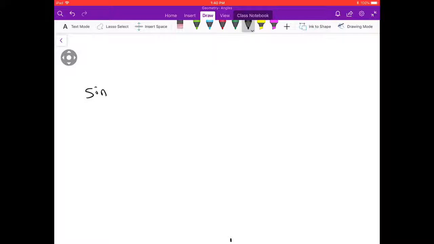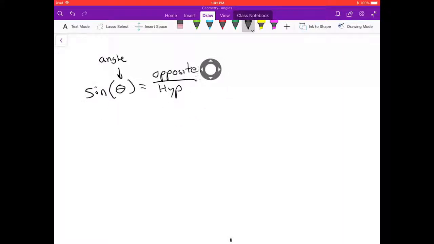Now, these ratios are always going to have an angle in here. So this always is going to represent an angle. And the sine of any angle in a right triangle is going to be equal to the opposite side over the hypotenuse. All right, so the sine of any angle is the opposite side over the hypotenuse. Now, because we have a hypotenuse, this has to be in a right triangle.